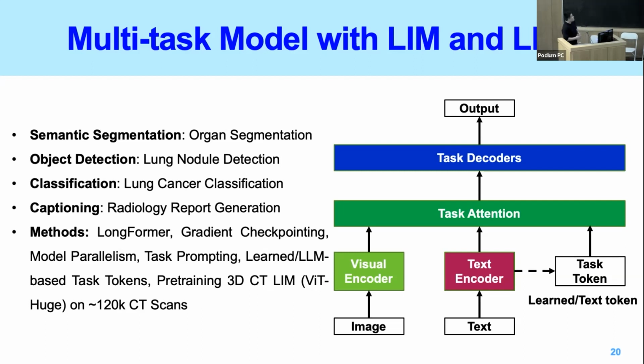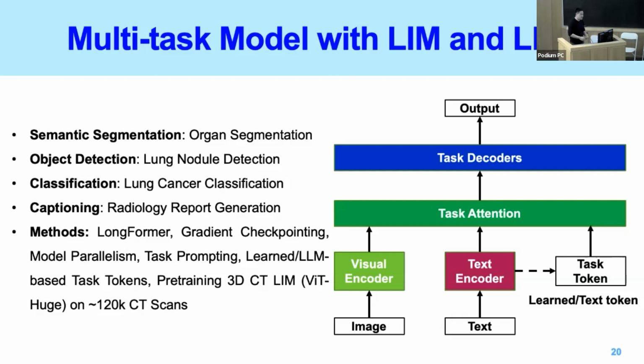As shown in this slide, this is our unified model. In our model, there are two inputs: one is the image, and the other is the text. The visual encoder and text encoder extract features of the image and text respectively. We also need a task token to tell the model which task will be conducted. The task token can be automatically learned and can also be generated by the text encoder. Here we design a new task attention block to extract the task-specific features. Then the task-specific decoders can predict the final results.